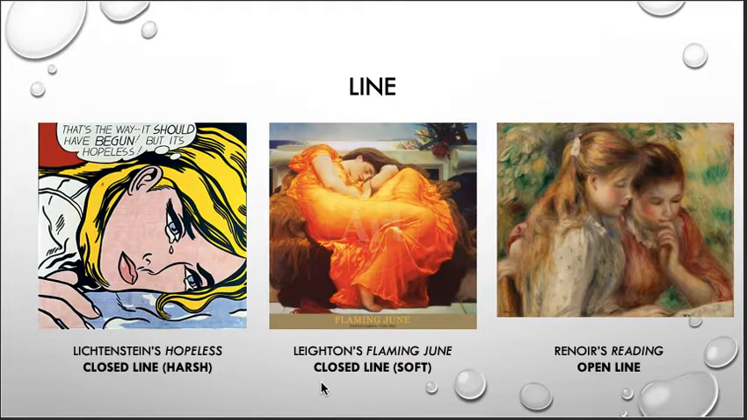When we're talking about different types of lines, these are three different ones to consider. On the left, we have the harshest type of line. This is Lichtenstein's Hopeless, and it has that comic kind of feel to it, right? The very heavy, dramatic lines. This is called a closed line, and this is more of a harsh closed line. We've got Leighton's Flaming June here. Let's see if I can zoom in.